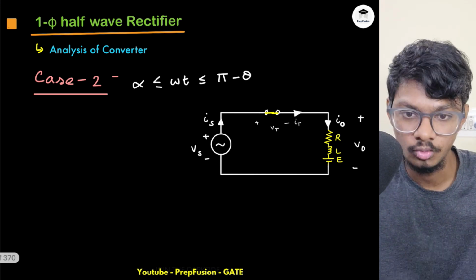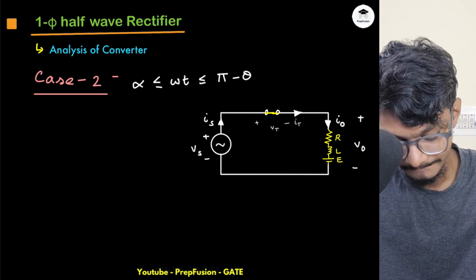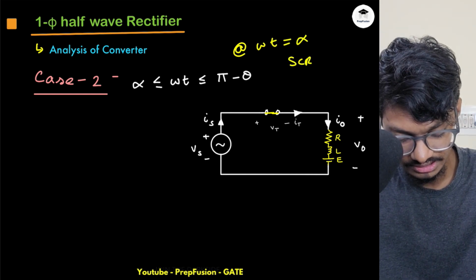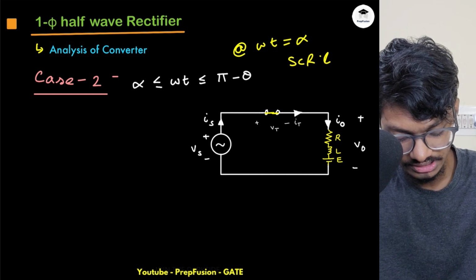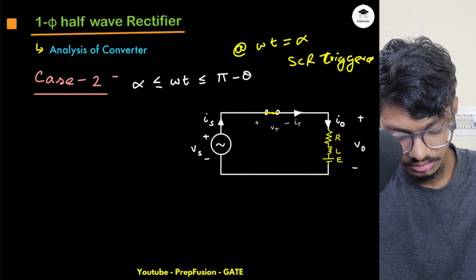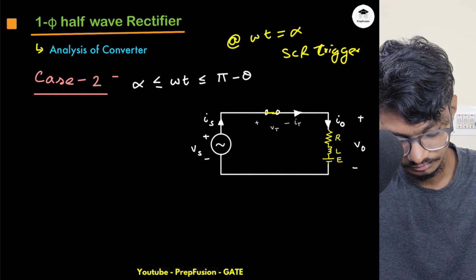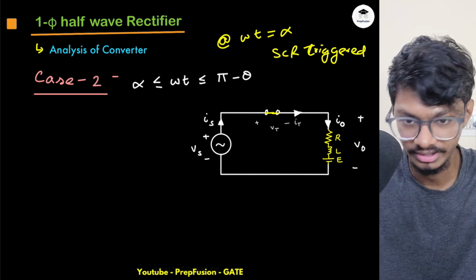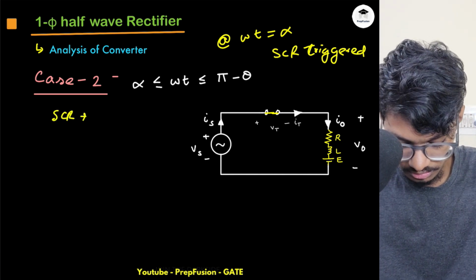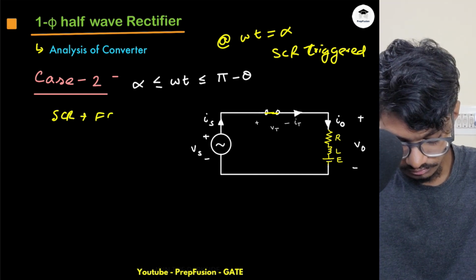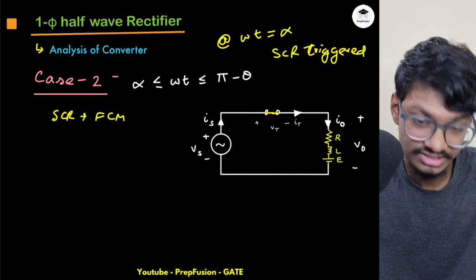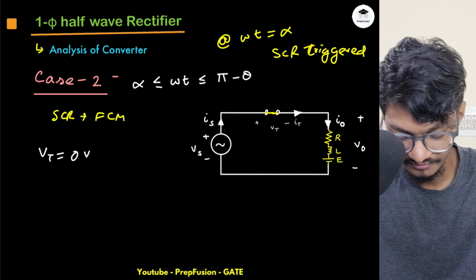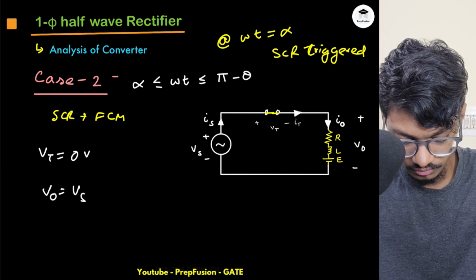Now let's come to case 2. In case 2, I have triggered at omega t equals alpha, so SCR is triggered and SCR will close. I will not analyze this too much, because I have already analyzed the RL circuit. I will analyze this in a fast manner. So SCR will be in forward conduction mode. That means my VT is 0 volts, and my VO is directly equal to VS.